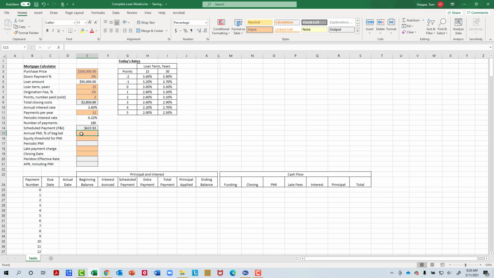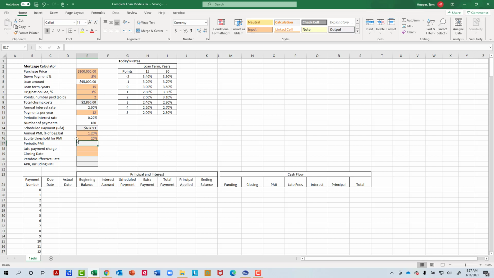So let's say that the bank says we're going to have to pay 1.2% of the beginning balance of the loan, 1.2% of $95,000, as long as you have less than 20% equity in the house. So that equity threshold is generally 20%. A lot of times you can get a loan for as little as 5% down, or even less if you have special qualifications. But if you'll pay 20% down, then you won't have to pay the private mortgage insurance.